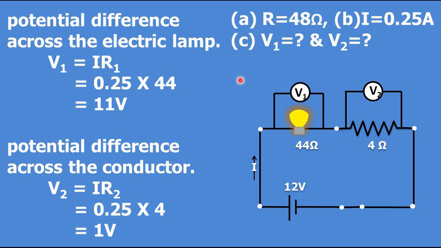From this example, we come to understand that the potential difference across the combination of the resistors in series is equal to the sum of the potential differences across the individual resistances. That is, 11 volt and 1 volt are the potential differences across the individual resistances, and the sum of these is 12 volt, the total potential difference across the combination.